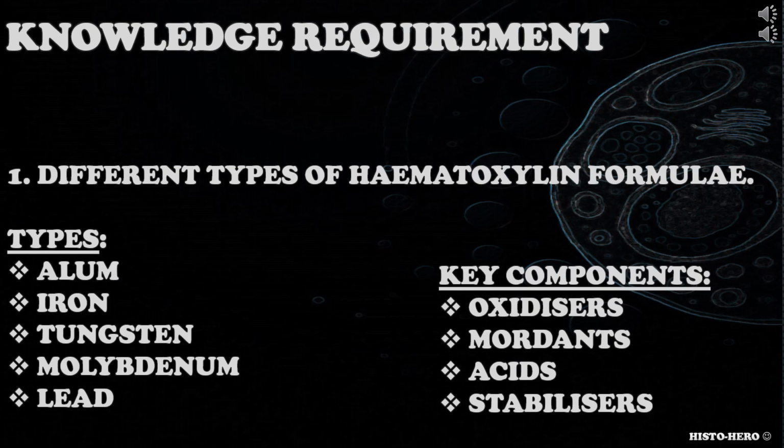Consider alum, like Meyer's or Harris's, iron, like Weigert's or Verhoeff's, tungsten, like phosphotungstic acid hematoxylin, molybdenum, like Thomas's, or lead. Also consider the key components in the formulation like oxidizers used to convert hematoxylin to hematein, which is an active dye, like air and light or sodium iodate, mordants that improve binding of the dye to tissue like iron or alum, acids that refine staining specificity and selectivity like acetic acid, or stabilizers that prevent scum formation like glycerol.